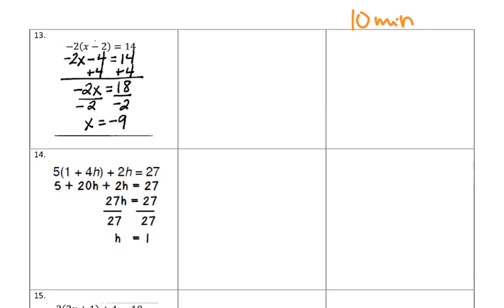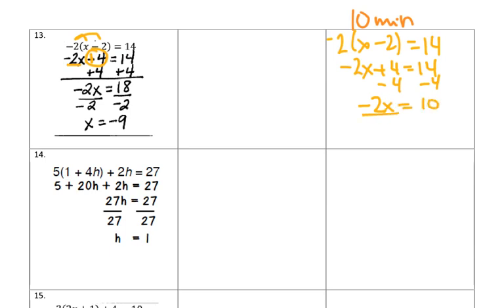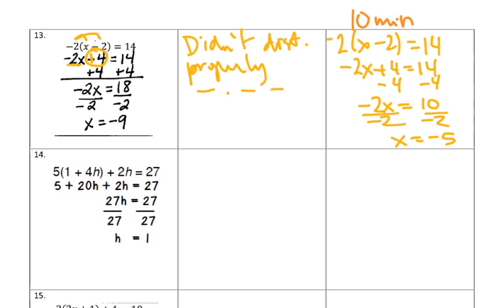So, distributive property, negative 2 times x, negative 2x. Negative 2 times negative 2, oh, here's our problem. Negative times negative should be a positive. Okay, we've seen this mistake before, haven't we? Hopefully you were able to catch that one. So negative 2x plus 4 is what we should have ended up with, which would then cause us to subtract 4 from both sides, giving us negative 2x equals 10, divide by negative 2, and we get x equals negative 5. So what did they do? Didn't distribute properly. Negative times negative equals positive.